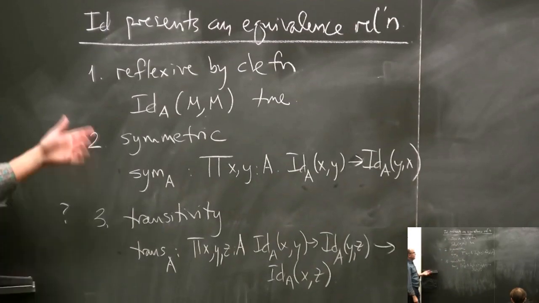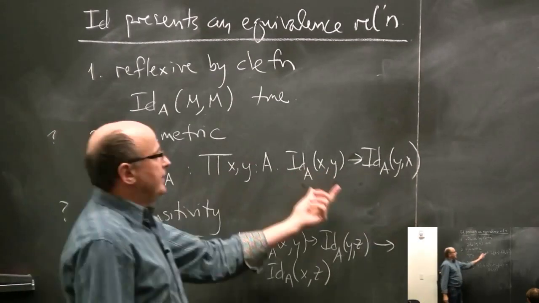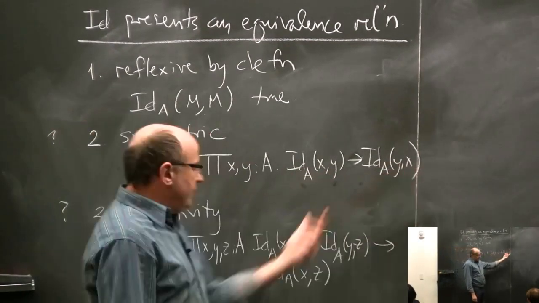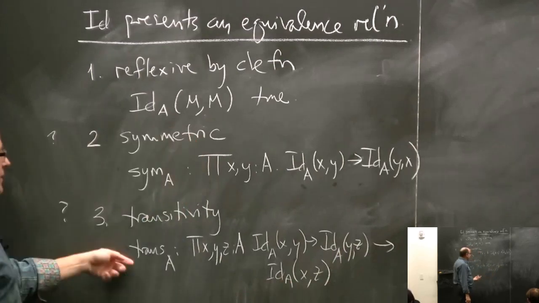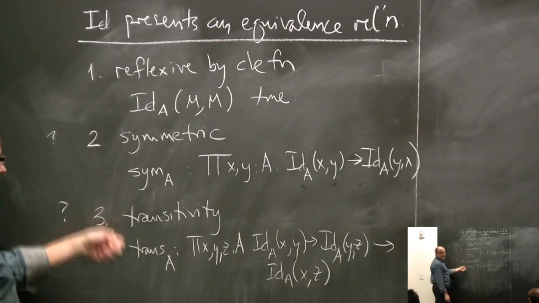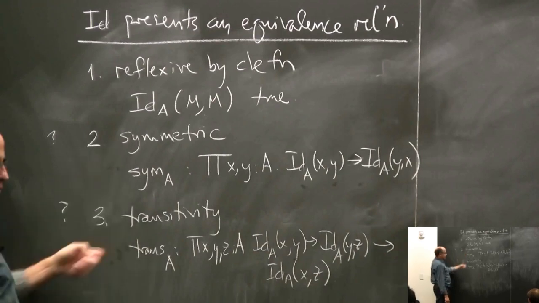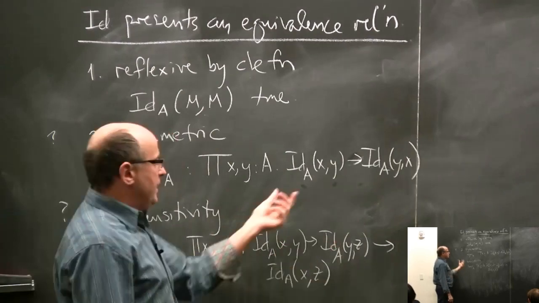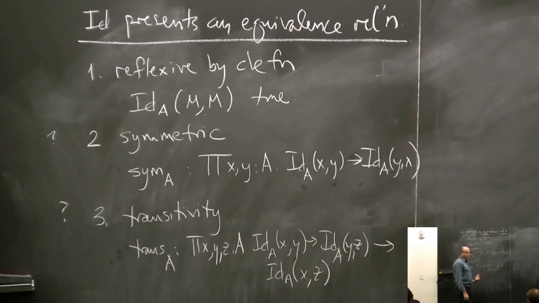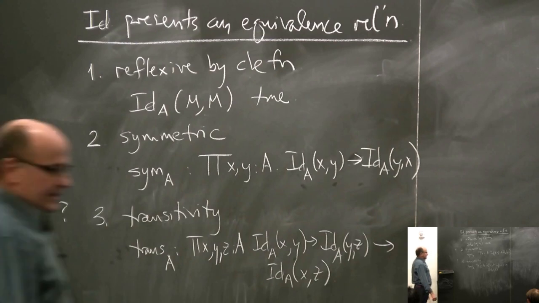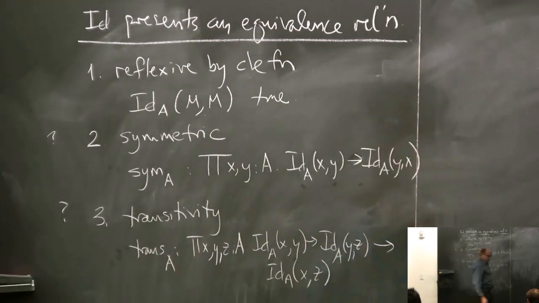Because if I can find such functions, then it will be the case that if id x y is true, then id y x is true, and if id x y is true and id y z is true, then id x z is true. But I'm actually going to approach them as functional programming problems and tell you what the proof is by giving you a program that transforms this proof into that proof, and transforms these two proofs into that proof. And at that point, I would be able to say the identity type is really presenting at least an equivalence relation. It sure ought to.